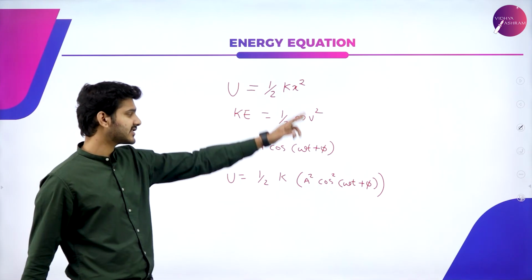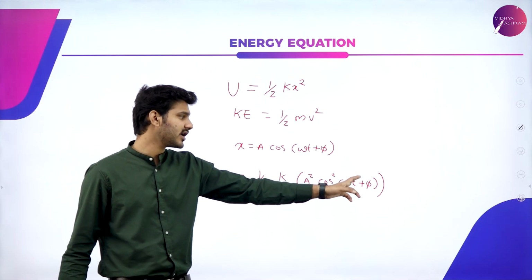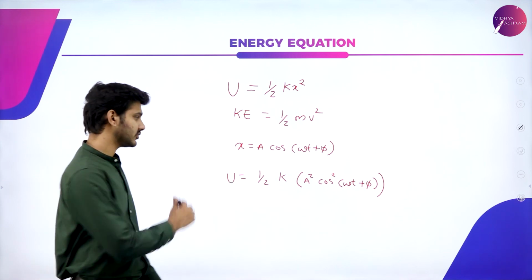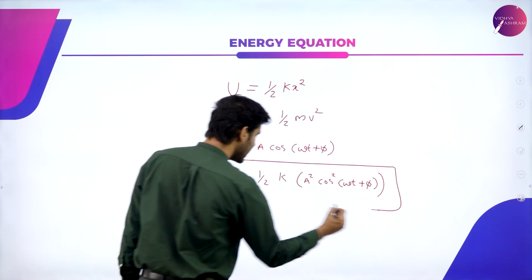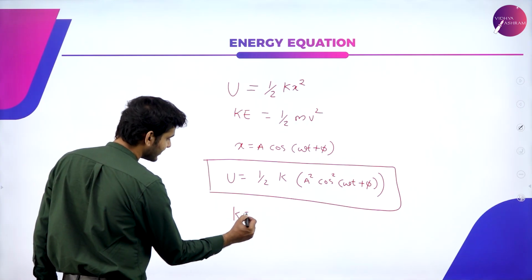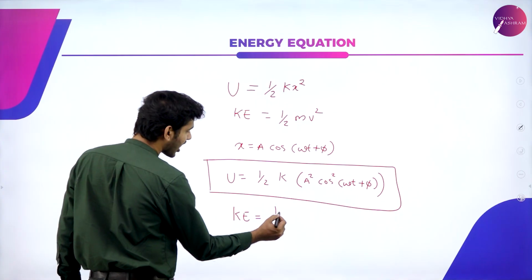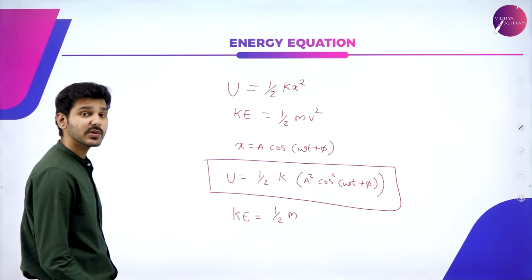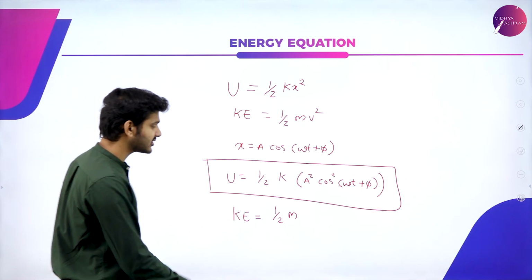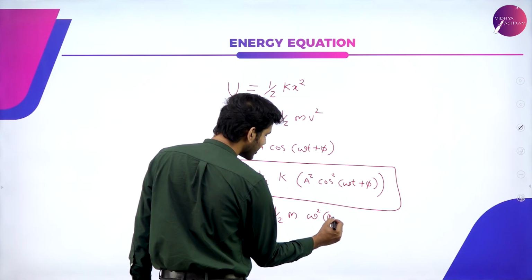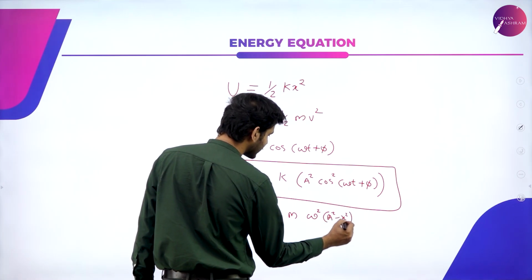So if you square x, it will be a square cos square omega t plus phi, and you already have half k here. So this will be the equation for the potential energy of a simple pendulum, and for kinetic energy we can write it down as half m. Instead of v square, we have an equation for v, that is velocity, that is nothing but omega square into a square minus x square.